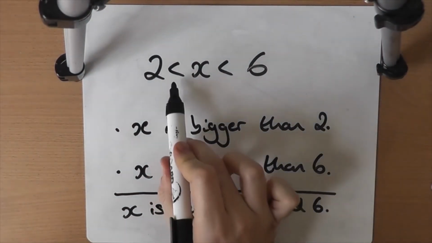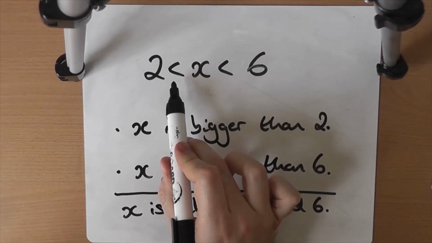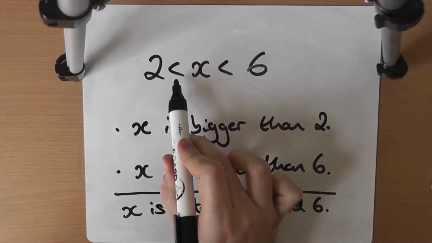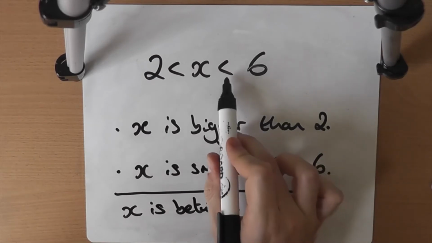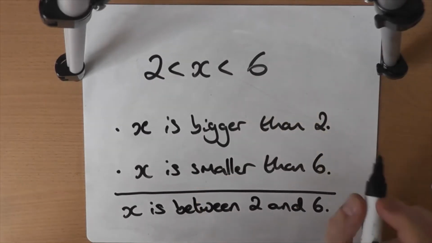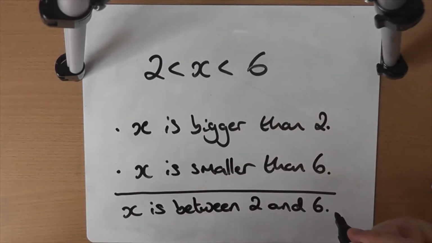Can we include the 2? Well, no, we can't, because the x is strictly bigger than 2. Can we include the 6? Well, no, we can't, because the 6 is strictly bigger than x. The x is strictly smaller than the 6. We can't include the endpoints here.